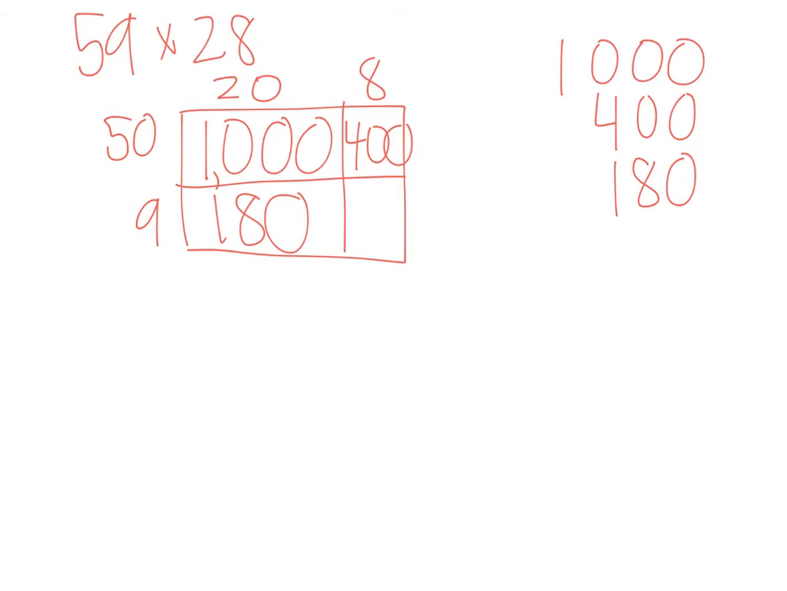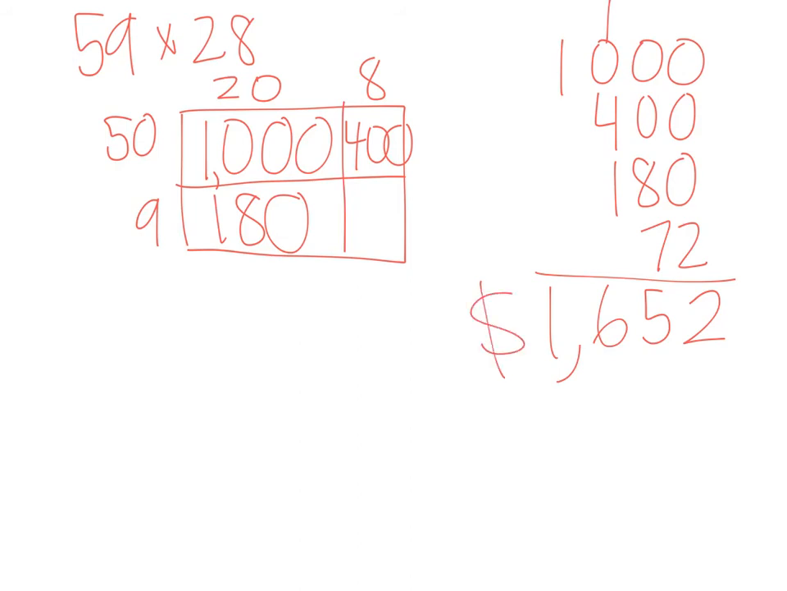How about right here? 9 times 8, 72. What do we do with all of those numbers? We add them. So 2 plus 0 is 2. There, we got the answer. $1,652 is how much he spent on Legos. Jeez, Cameron.